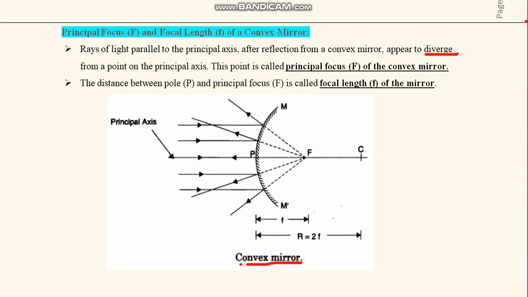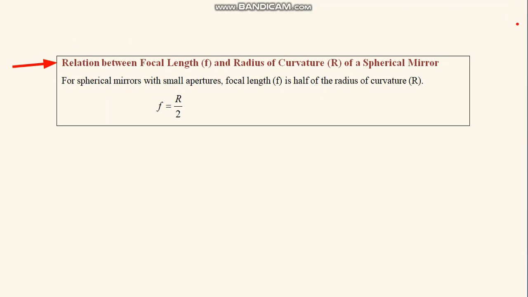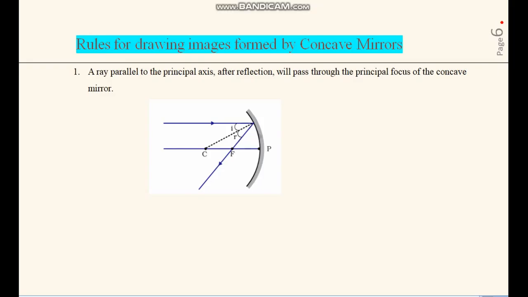Next is the relation between focal length and radius of curvature. Note that for spherical mirrors of small apertures that we are going to discuss in this chapter, the focal length is half the radius of curvature. That is, f is equal to r by 2 or r is equal to 2f. We will be using this concept while we will be solving the numericals.